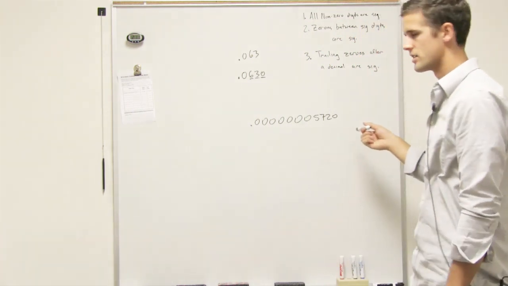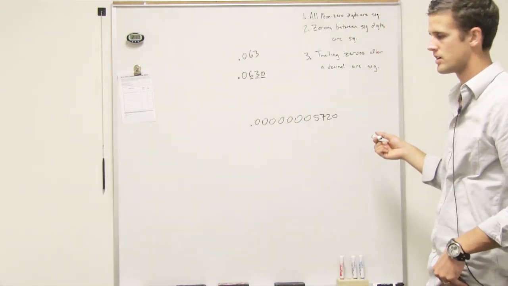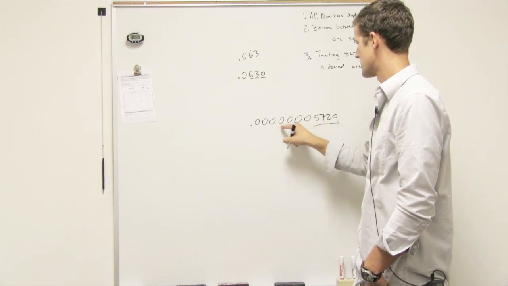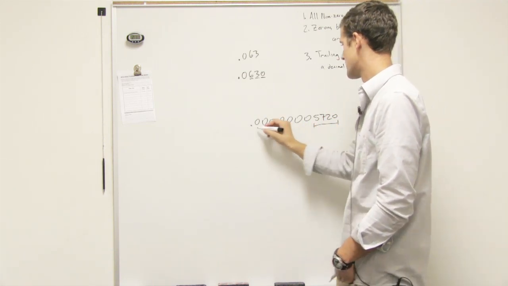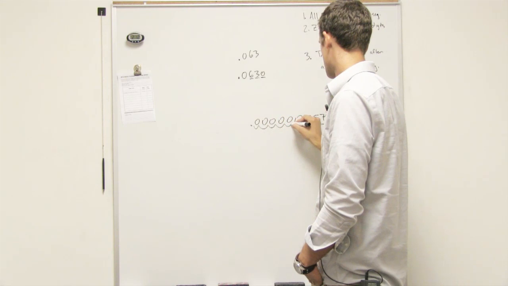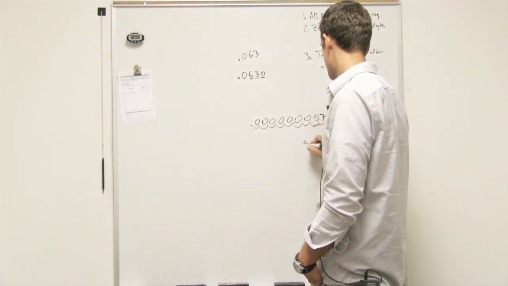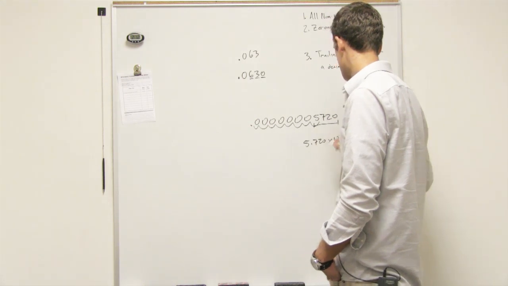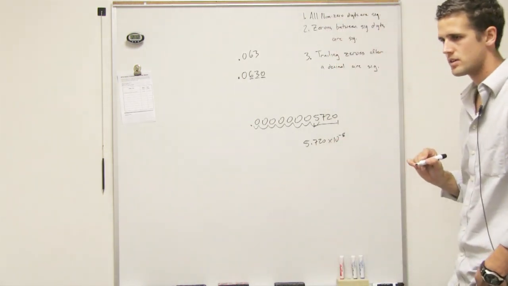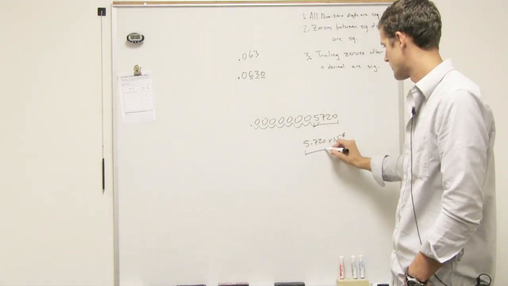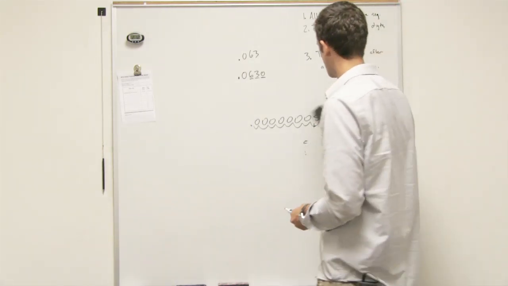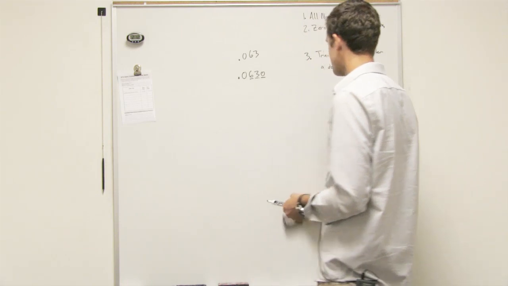How many significant digits does that have? 3, I guess, or 4. Yeah, so it has these 4. None of these zeros count, because you could also write this as 5.720 times 10 to the negative 8. You see how that obviously only has 4? Yeah. So those are just kind of what you want to remember.